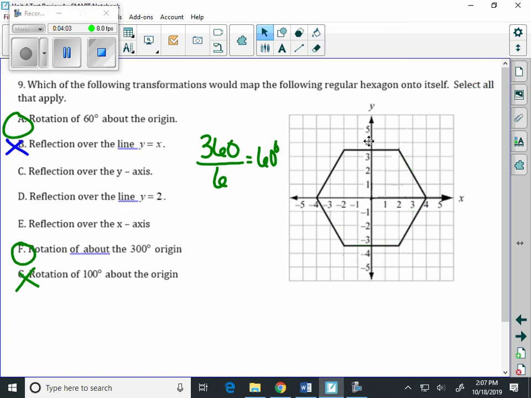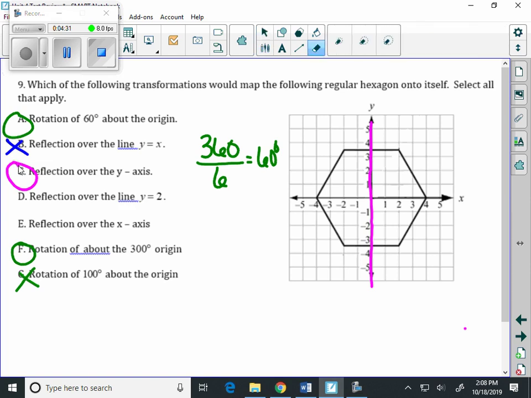And the next one is a reflection over the y-axis. So if we take a look at this one, here's our y-axis. If we fold that graph along that pinkish purple line, will the right side of the graph land on the left side? Yes.